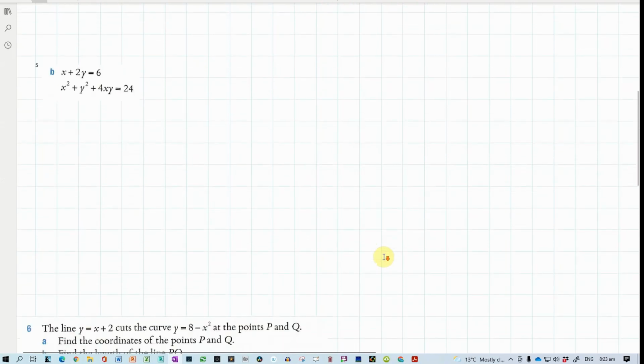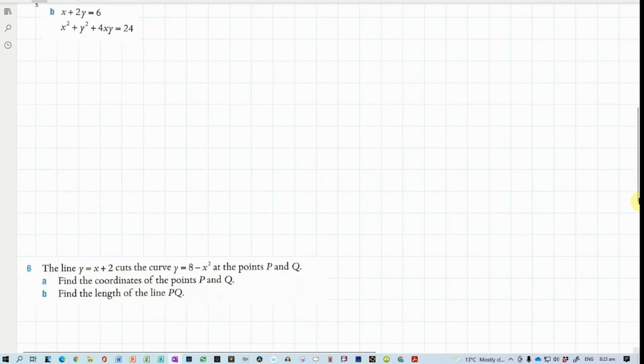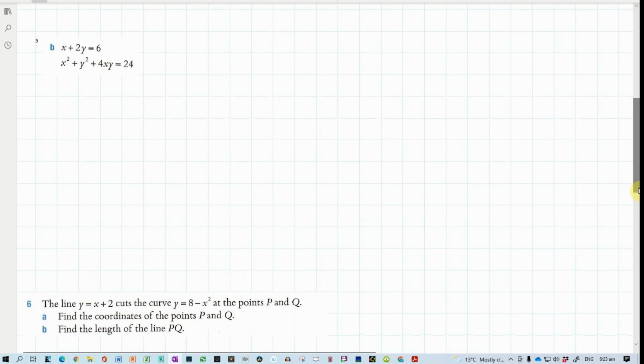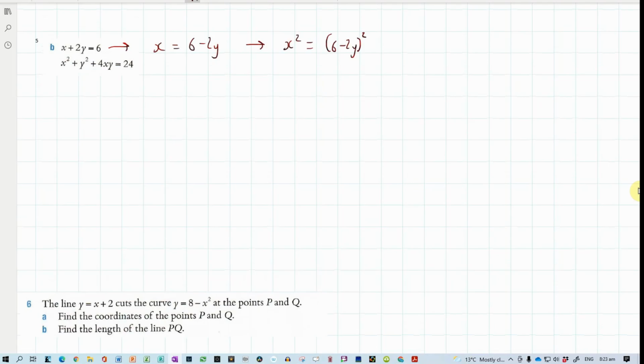Okay, moving right along. With this next one, it's a little bit more complex. So I'm going to rewrite this first equation so that it's x equals 6 minus 2y. And then I am going to square that, so I get x squared is equal to (6 minus 2y) all squared. Now what I can do is replace the x squared into here, and replace the x into there. So let's see if we can do that now.